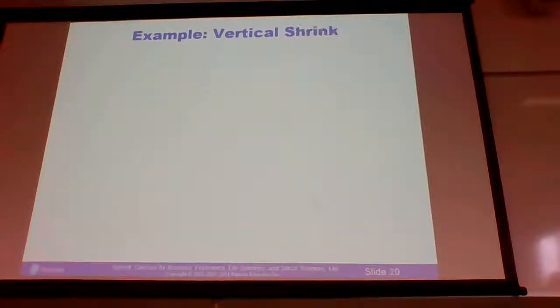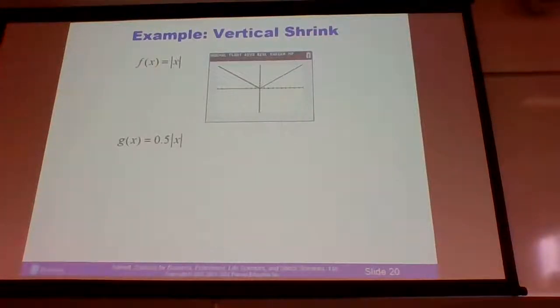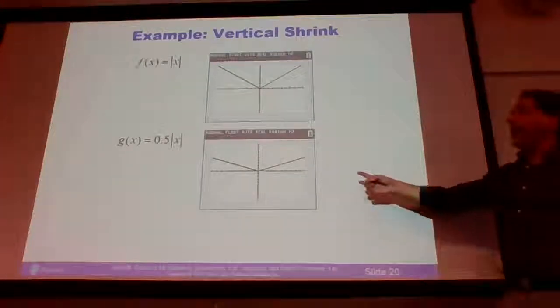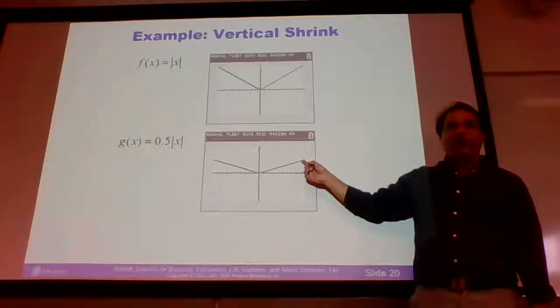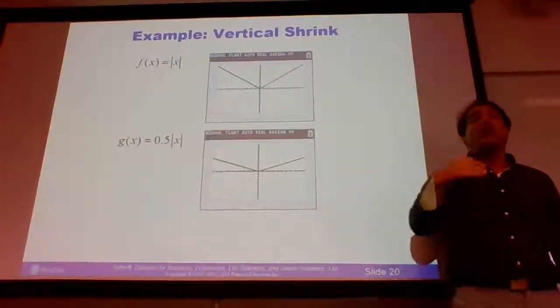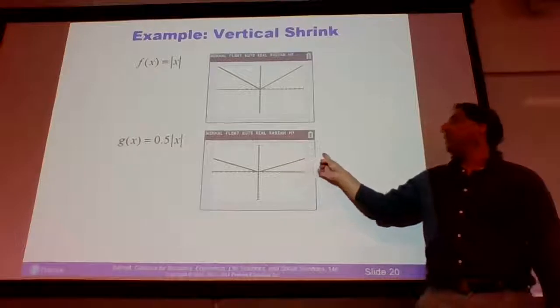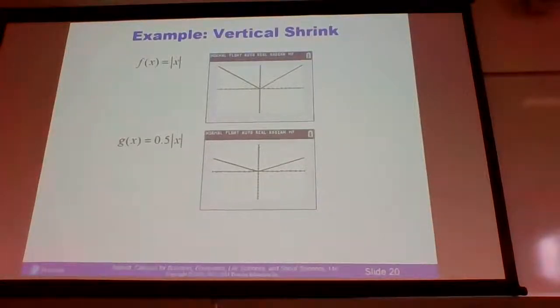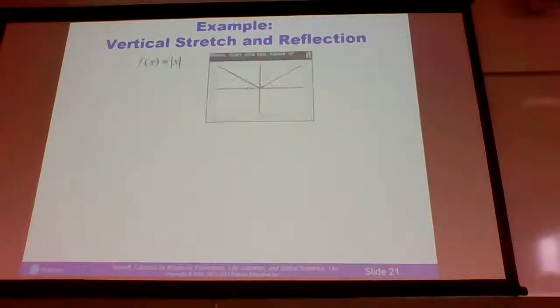If I multiply by a half, now we're shrinking. Is it growing faster or is it growing slower? It's growing slower. That's why it's wider. The word shrink could throw you off. But think about it. Multiplying by a half, it's not growing as much. It's going to be not as steep. It's wider. Okay? And then when we talk about reflections, there's your original absolute value function.